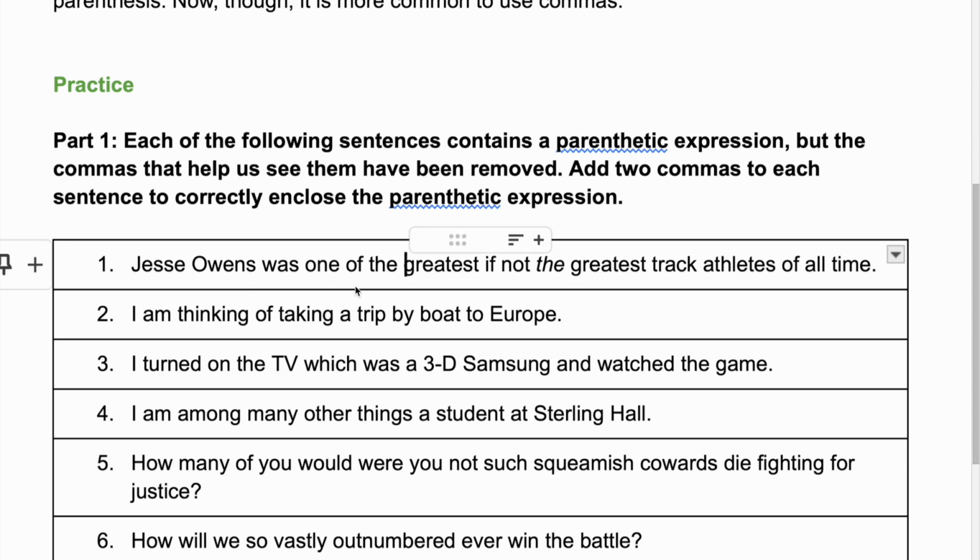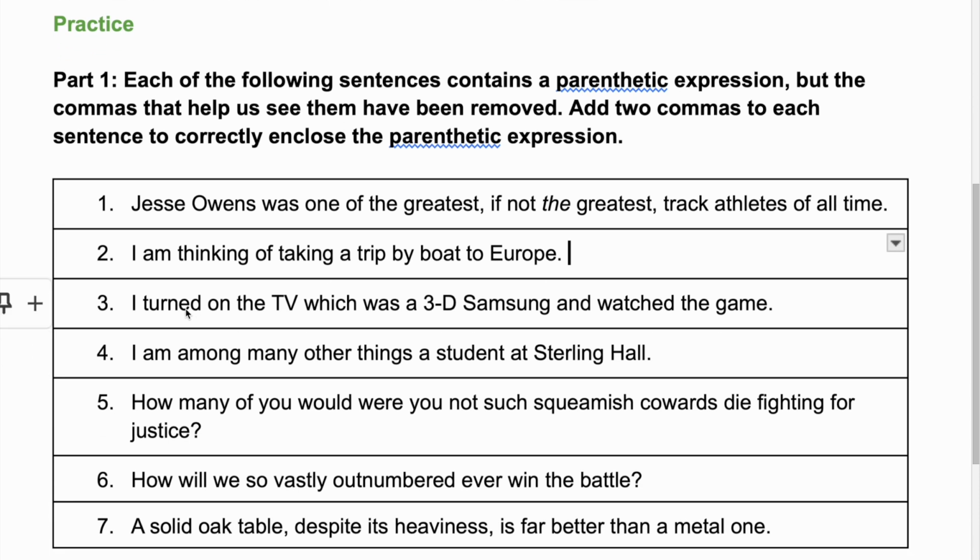Okay, so the answer is Jesse Owens was one of the greatest, pause, if not the greatest, pause, track athletes of all time. Right, so if we take out this part, if we just say Jesse Owens is one of the greatest track athletes of all time, it's still a complete sentence, and all we're doing here is adding some information that makes the sentence richer, but it does not complete it. So those are where the commas go there. Let's look at the second one.